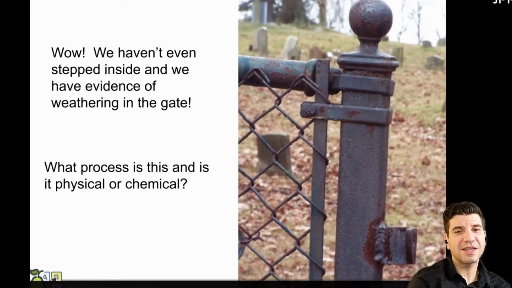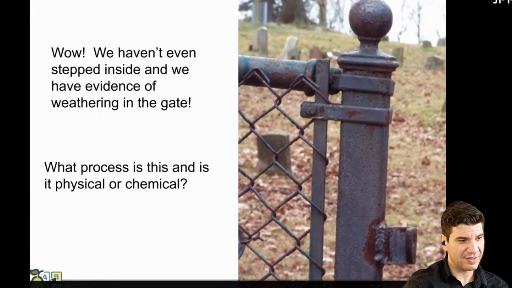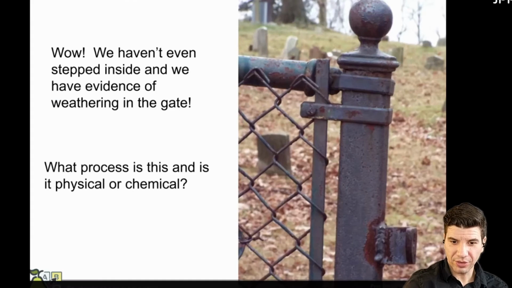Wow, we haven't even stepped inside and we have evidence of weathering at the gate. What process is this, and is it physical or chemical? Drop your answers in now. All right, beautiful. Well, almost everybody put down chemical. Yeah, so chemical action in this case on this iron gate or steel gate is going to be rust.